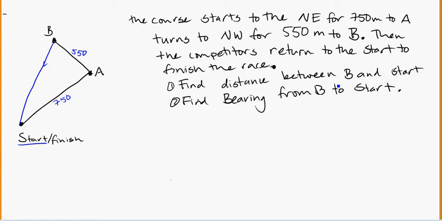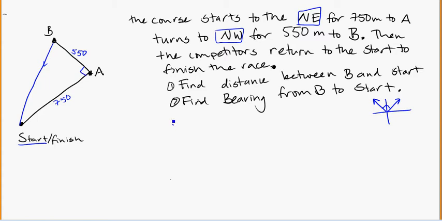One thing that comes up frequently for us in bearing problems is that they'll try to give us a hint about finding a 90 degree angle in there so we can use Pythagoras. The transition from northeast to northwest is actually 90 degrees. So that's what they're talking about here. This angle that they turn at point A is actually 90 degrees, and now we have a right angle triangle.